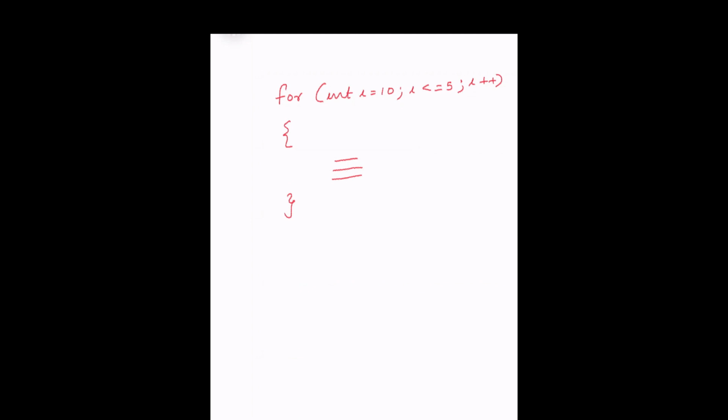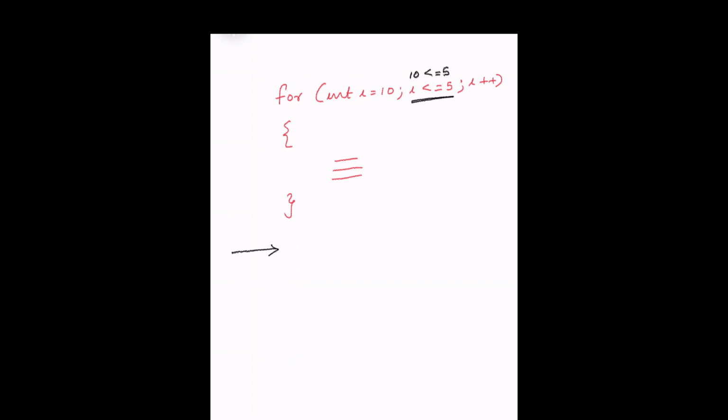What is the condition saying? This is the condition. What does it mean? 10 less than or equal to 5. What do you think? Is it true or false? False. It is false because 10 is bigger than 5. So the control will immediately come to this statement. It won't execute even once.